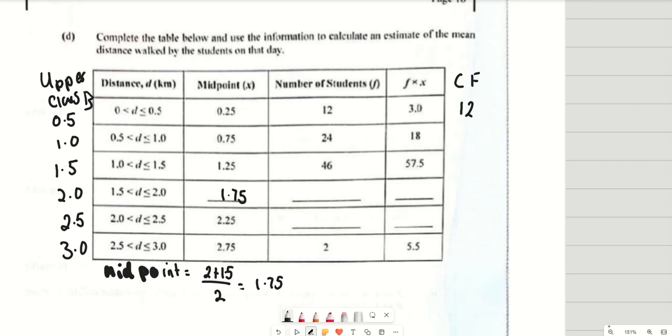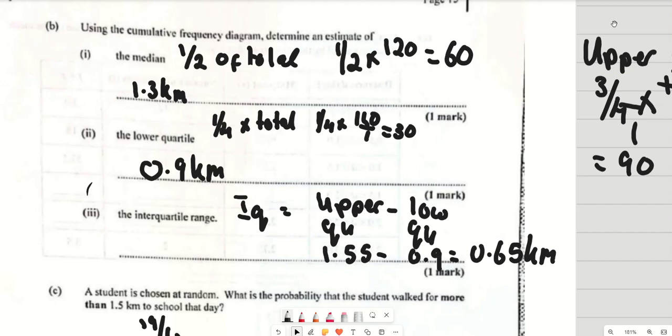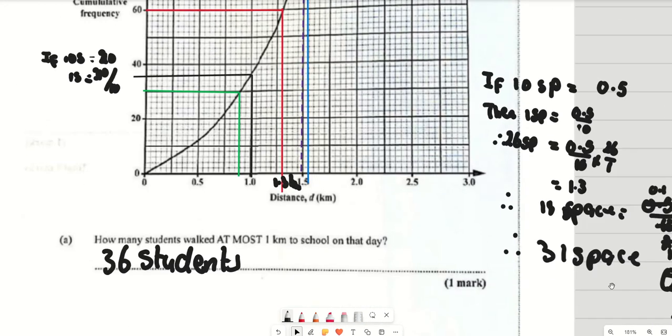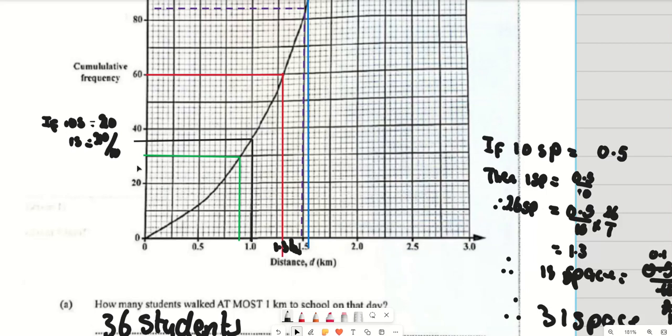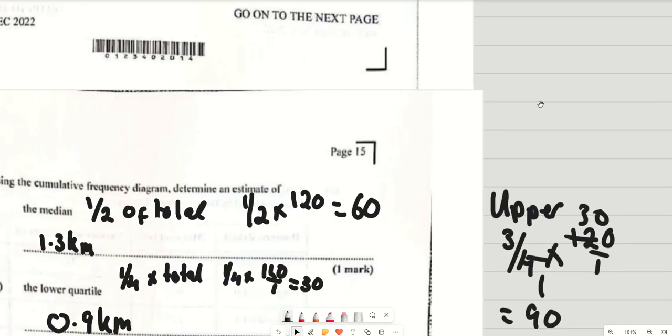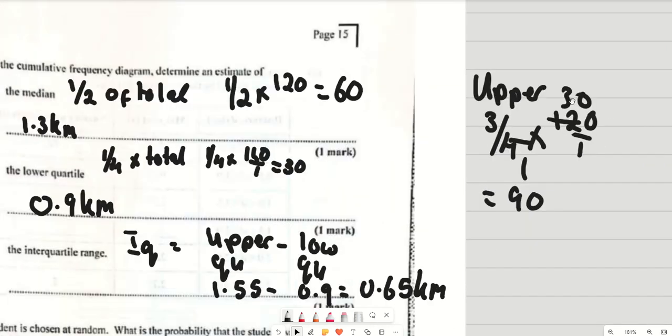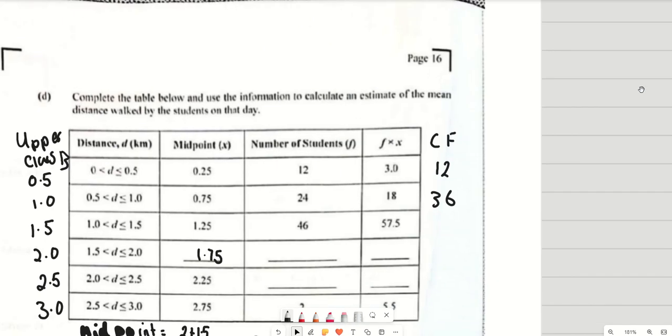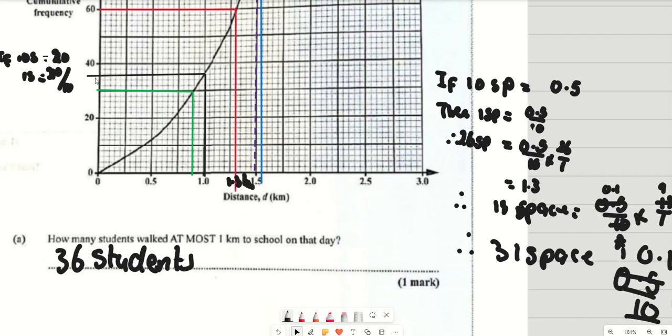Right? You could use the graph. At 1, it is actually 36. So if you look at this, you can use your ruler very easily. At 36, which is here, you're going to go straight across and go down, right? So you're going to check at 1, that is equal to 36.